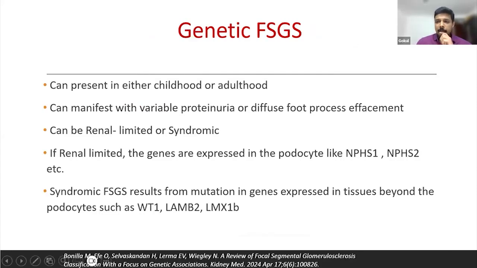And about the genetic forms of FSGS, it can present in either childhood or adulthood, but mostly it presents in childhood. And this can have a variable range of clinical presentation. It can present with variable proteinuria. On electron microscopy, it can present with either diffuse foot process effacement or just segmental foot process effacement. And it can be a renal-limited presentation or it can be part of a syndrome.